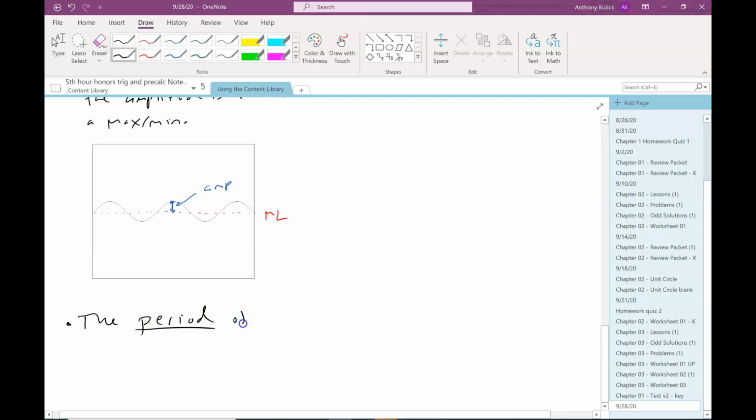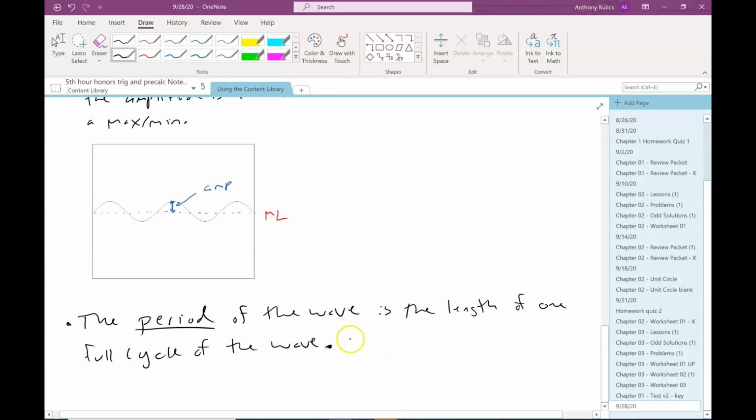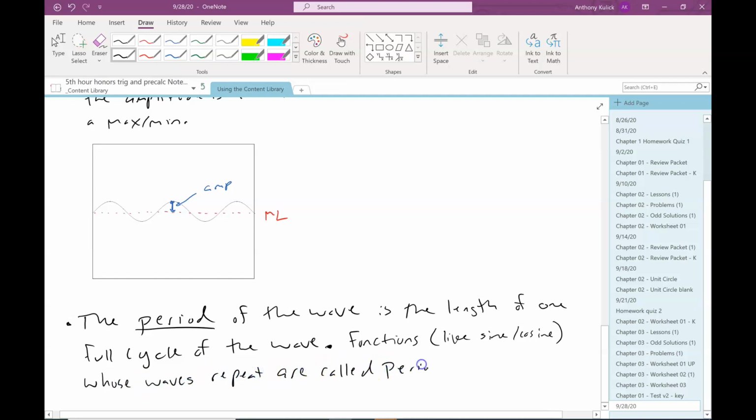So the period of the wave is the length of one full cycle of the wave. And we say that graphs whose waves repeat are said to be periodic. So functions like sine and cosine, whose waves repeat, are called periodic functions.